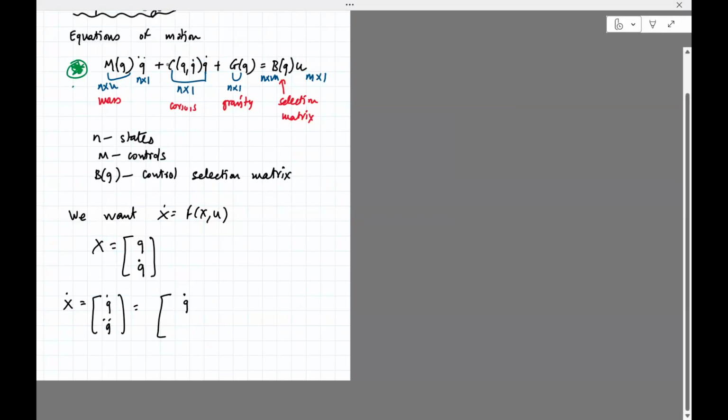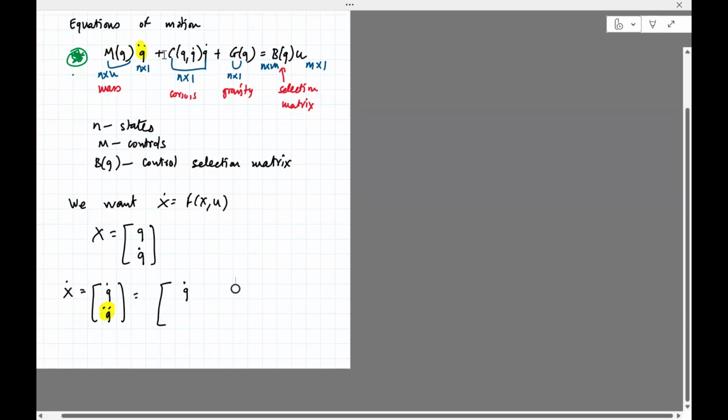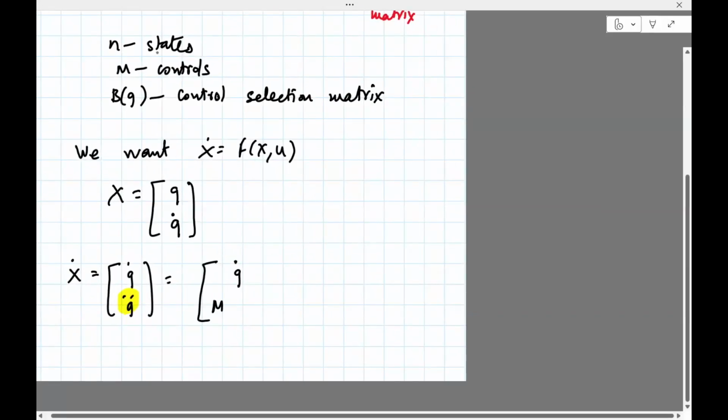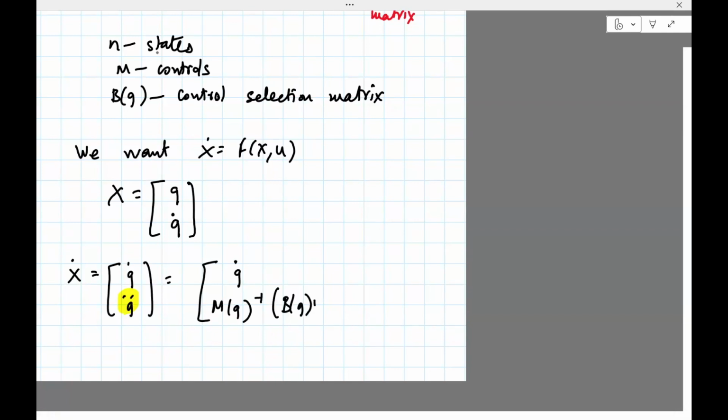So from this equation, we'll write an expression for q double dot. I need to write this q double dot. And so it just involves moving all C, G on the other side and then taking the inverse for M. So this will be M(q) inverse times B(q) u minus C(q, q dot) times q dot, sorry, minus G(q). That's it.